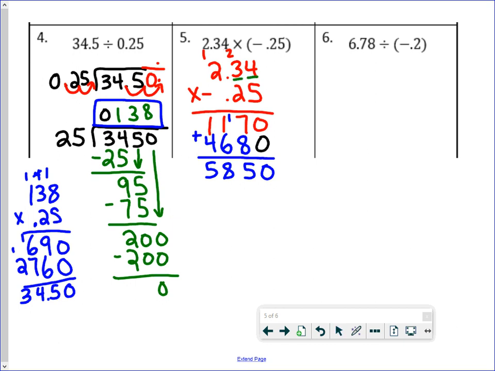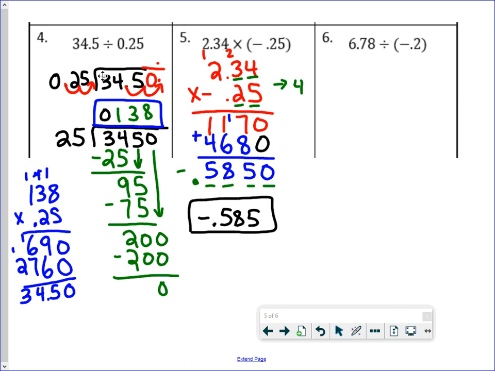We have 4 in this problem, so we're going to need 4 in our answer. So there you have it. Don't forget your negative because it's negative times a positive. So our final answer is negative 585 thousandths.